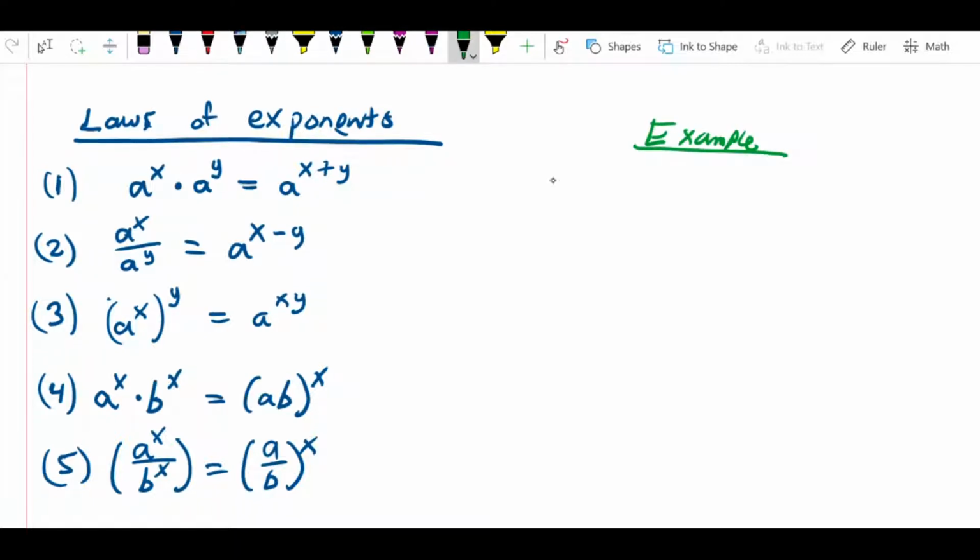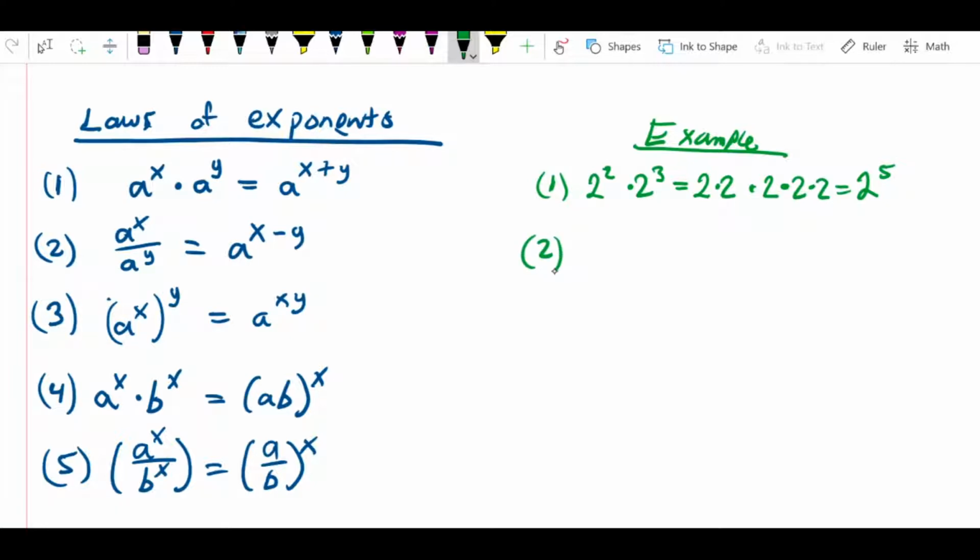So in the first case, if we had 2 to the 2 times 2 to the 3, that would equal 2 to the 5. If you think about it, this makes sense because 2 to the 2 is 2 times 2, and then 2 to the 3 is 2 times 2 times 2, so it makes sense that that would be 2 to the 5.